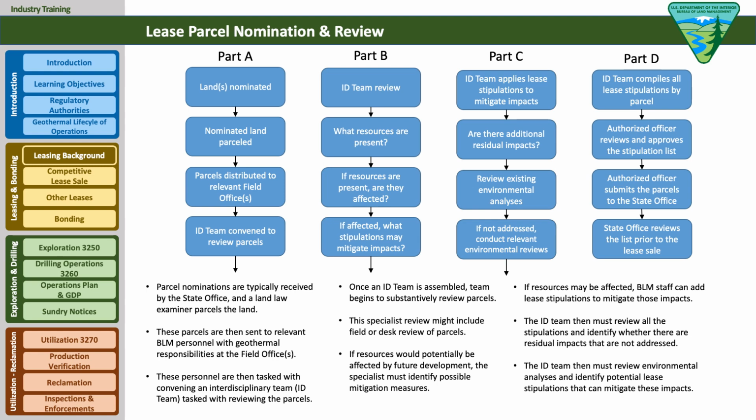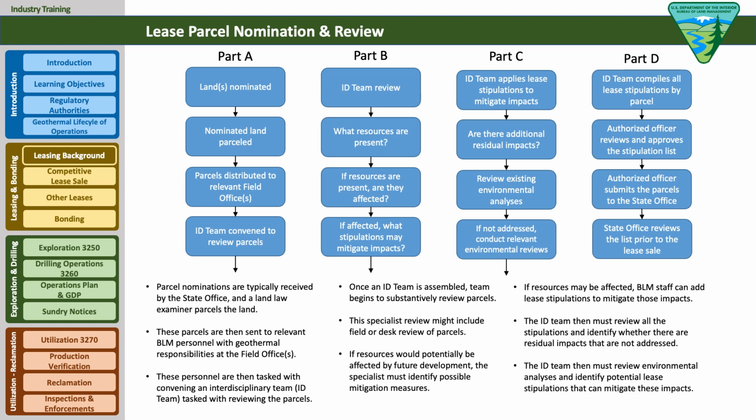In Part C, if resources may be affected, BLM staff can add lease stipulations to mitigate those impacts. The ID team must then review all the stipulations and identify whether there are residual impacts that are not addressed. The ID team then reviews environmental analyses and identifies potential lease stipulations that can mitigate these impacts.